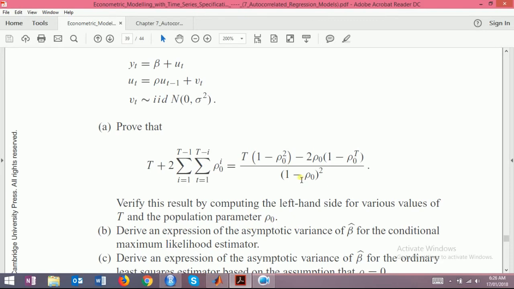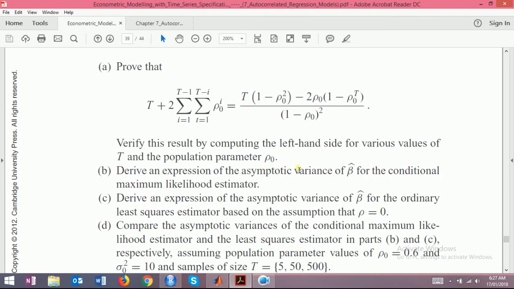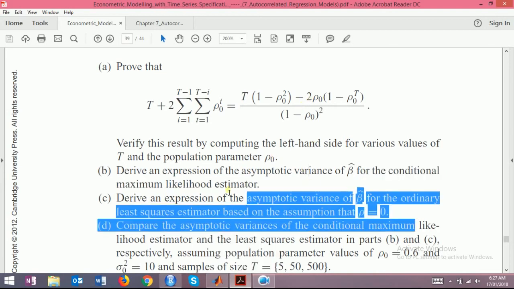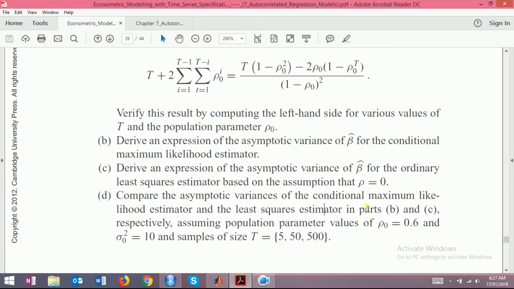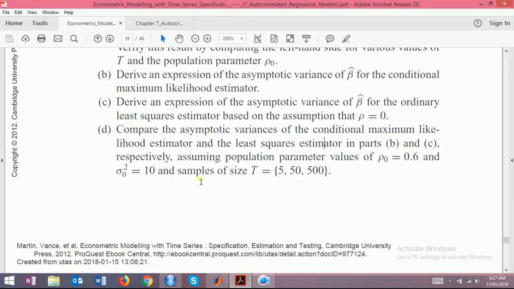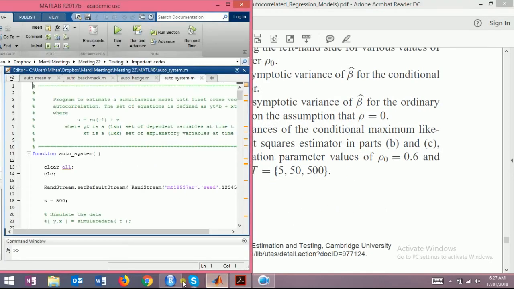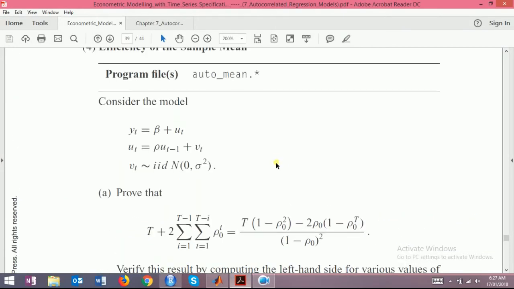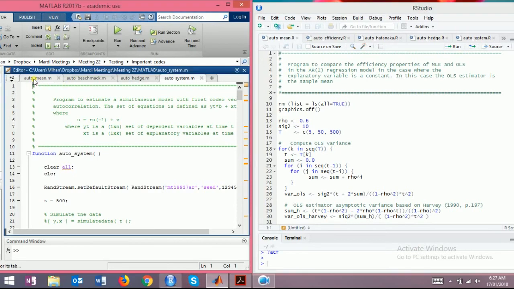Verify the result by computing the left hand side equal to the right hand side. Give an expression for the asymptotic variance of beta hat for the conditional maximum likelihood estimator, and the asymptotic variance for ordinary OLS. So we are going to simply do an efficiency test with these two comparisons. Let's look at questions part B and C. Assume proper parameters of beta, rho naught, sigma naught, sample size t of 50, whatever. Let's look into this. Our problem is called auto mean.